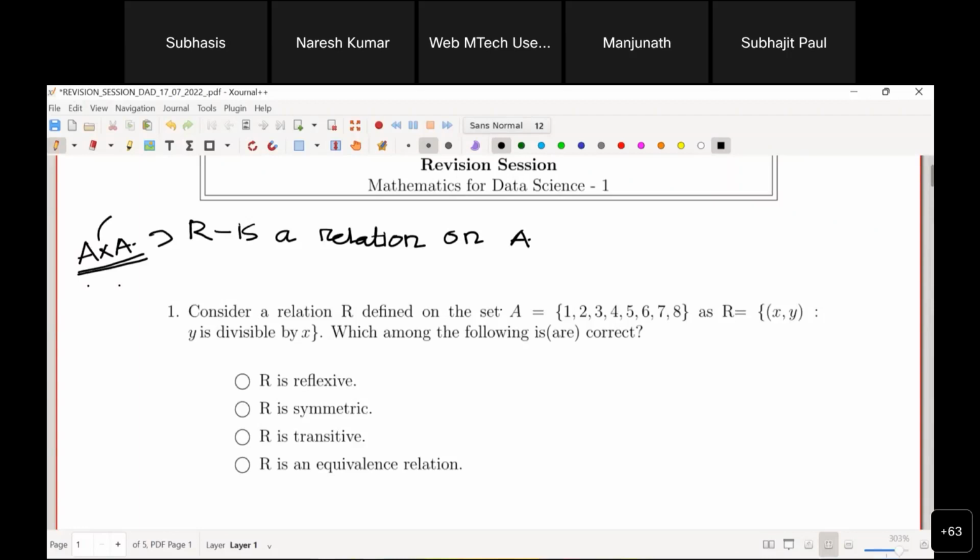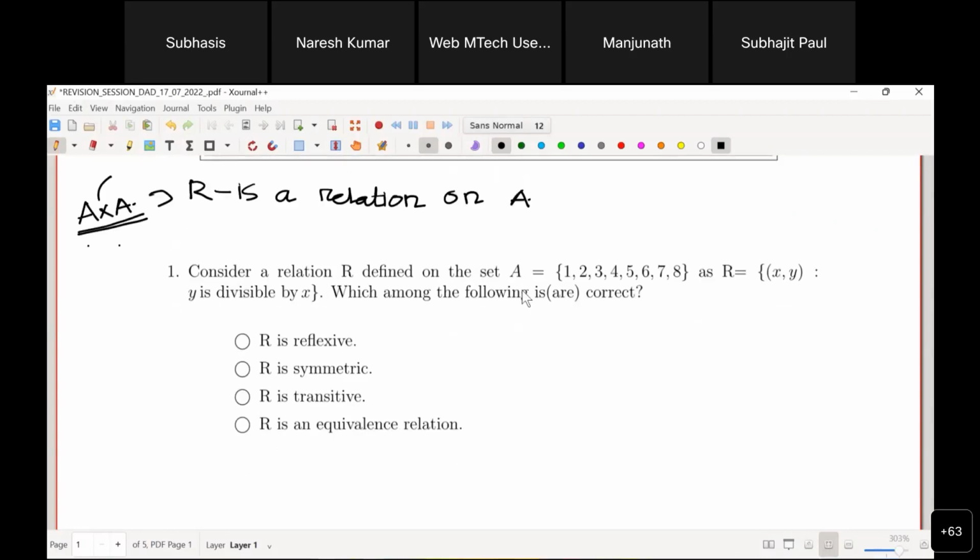So we have defined a relation R on this set A. What is that relation? The relation is (x, y) such that y is divisible by x. So we are taking such pairs (x, y) such that this y is divisible by this x. The second component is divisible by the first component.